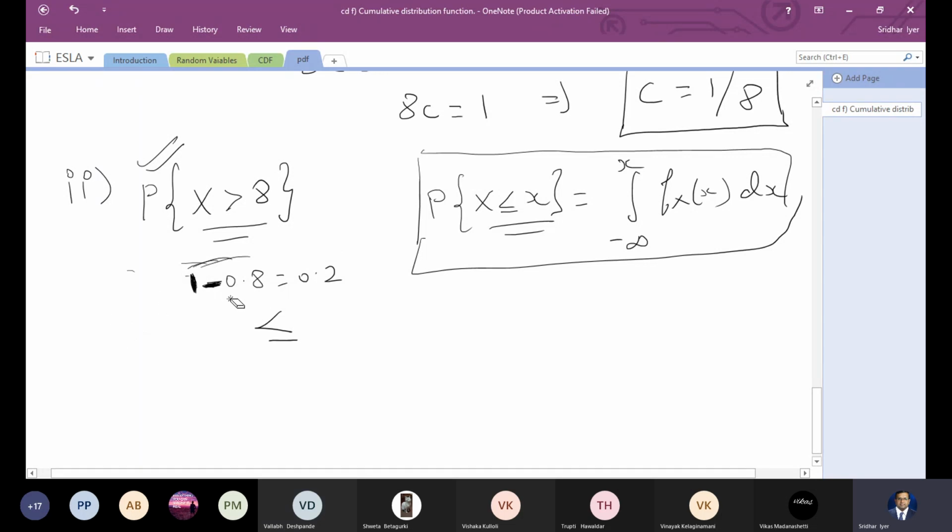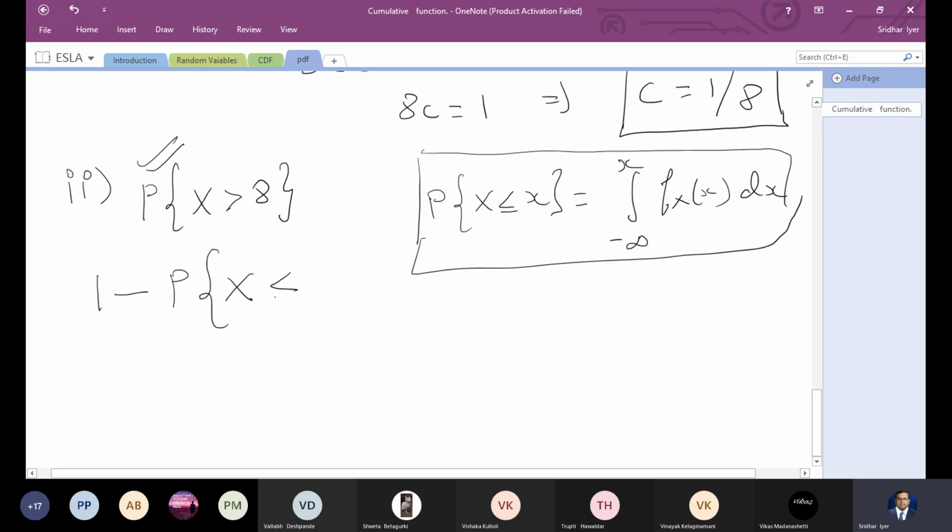So now, let me erase this. Now if I take what I have to evaluate, that is P of x greater than 8, and I have to convert it into a less than or equal to, which is there in the property, I have to write this as 1 minus probability of x less than or equal to 8. Did you understand? Now you can see that this part is the same as the property, right?